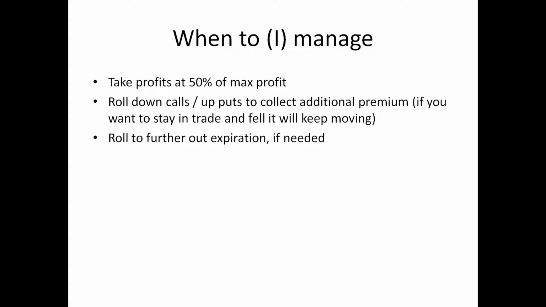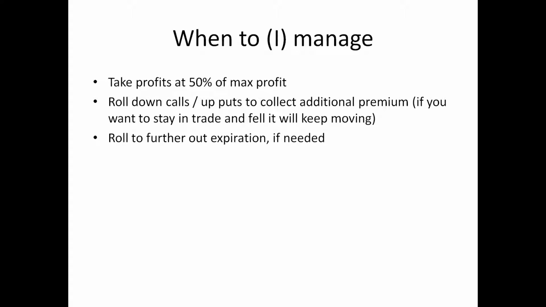Okay. Or you can roll out to a further expiration if needed. Rolling is not really ideal on defined risk trades. That's another lesson. Okay. So typically I'm closing them out roughly 40 to 50% of max profit. I rarely will roll down or up puts and calls, and rolling out to a further expiration, that's more of a defensive play, trying to salvage maybe a trade. So rarely do I roll on a defined risk play.